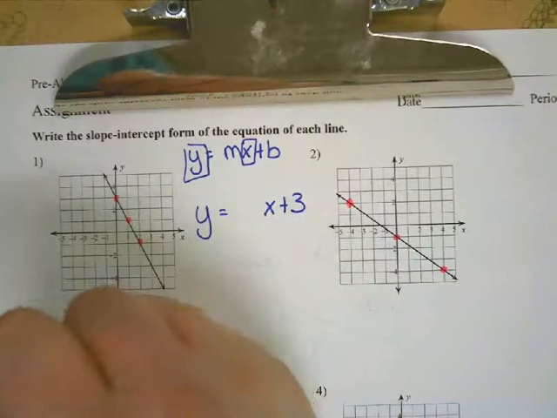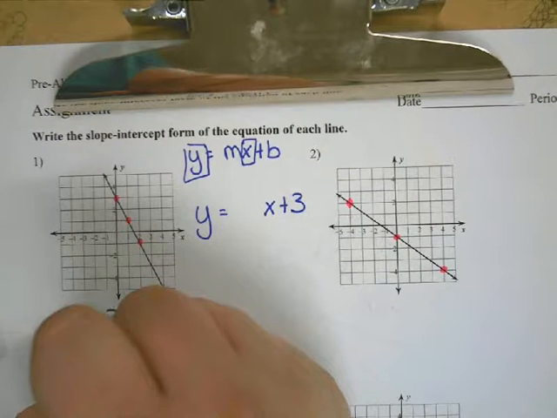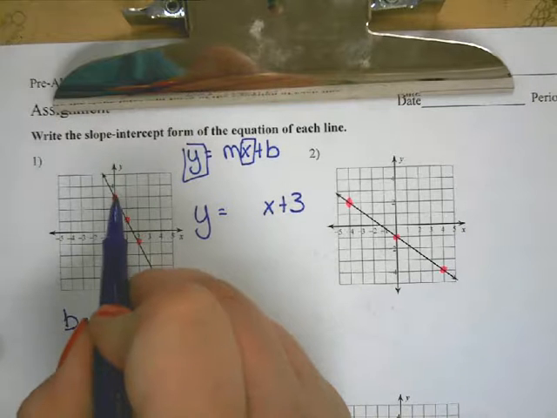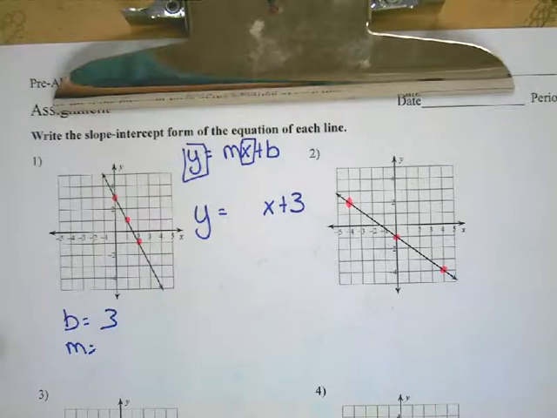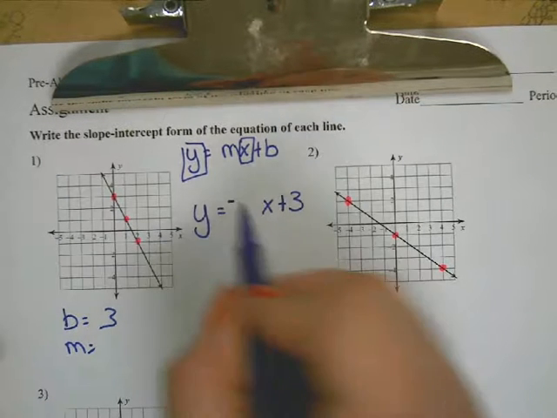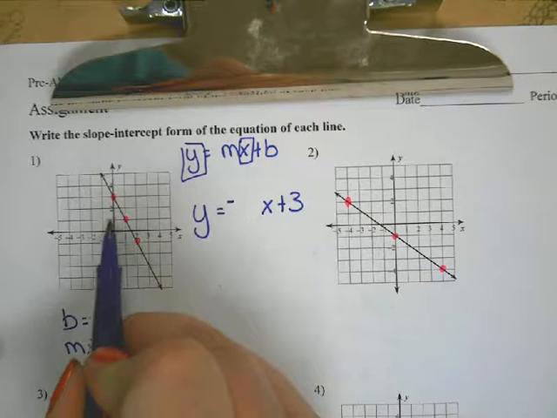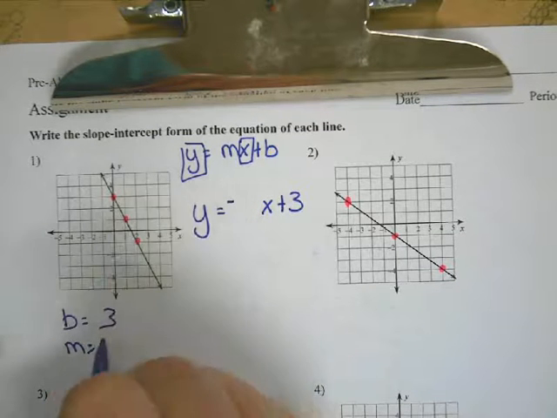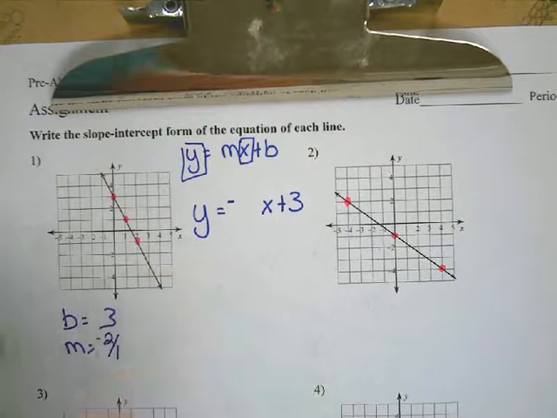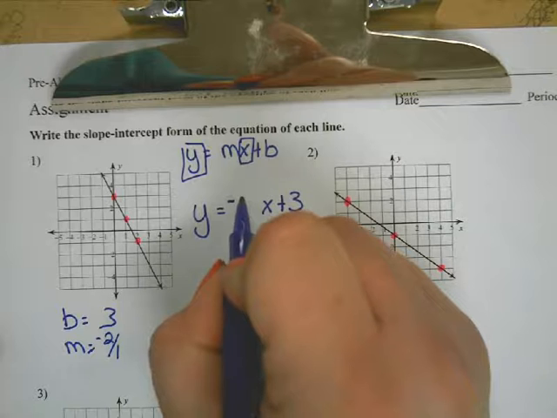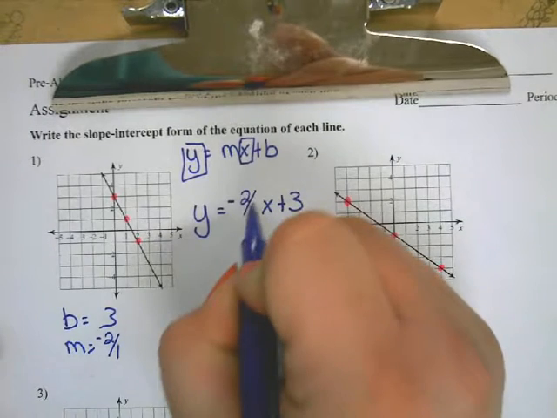Remember when I had to find my b and my m? So now from this point, I can find my slope. Is this a negative or a positive line? It's a negative line because it's going down. So starting from this point, I go 1, 2 over 1. So do you agree my slope is a negative 2 over 1? So when I write my equation, I would have negative 2 over 1x plus 3.